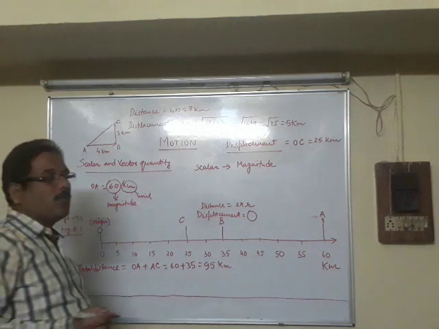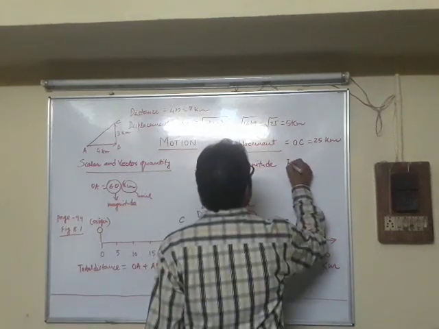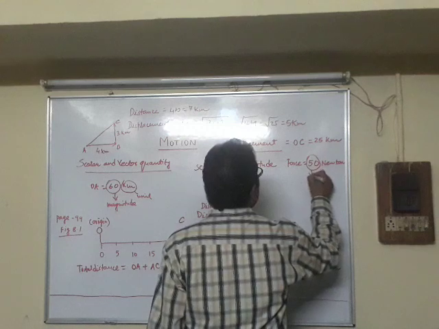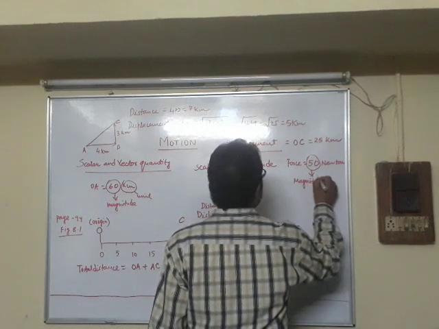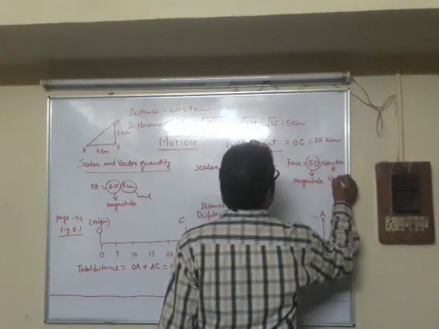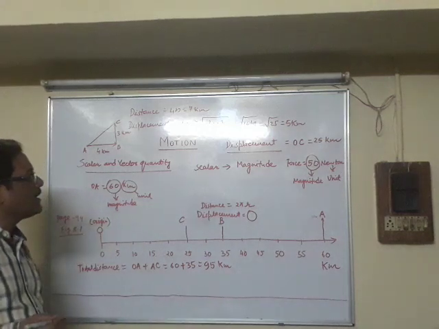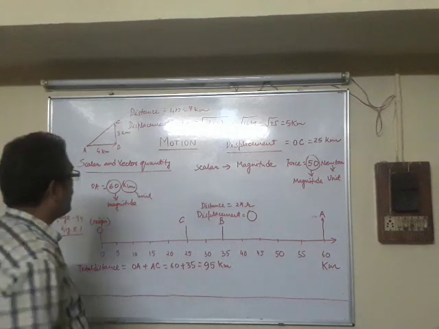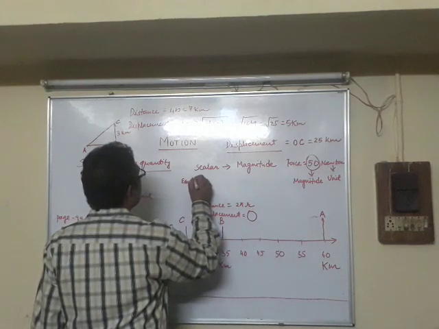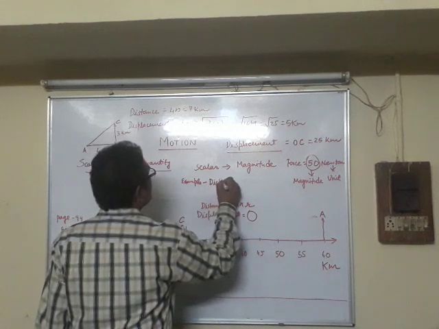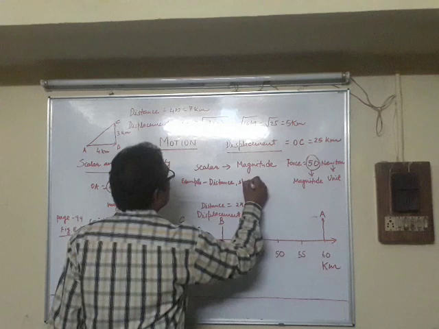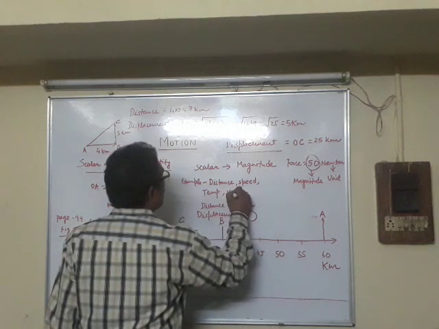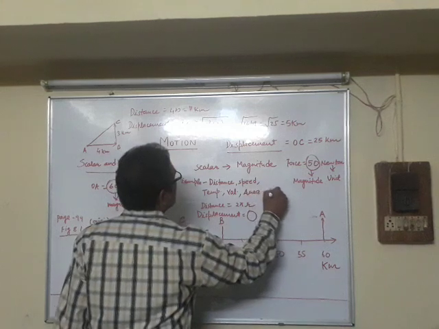If I say that a force of 50 Newton acts, how much force? 50 Newton. Then this 50 is the magnitude and Newton is the unit. So some physical quantities are completely described by their magnitude. Such quantities are known as scalar quantities. For example, distance, speed, temperature, volume, area, etc.